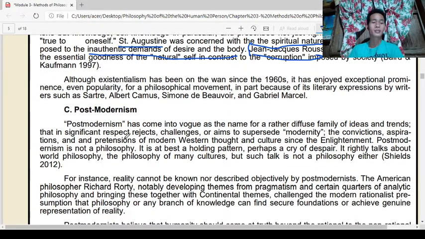Although existentialism has been on the wane since the 1960s, it has enjoyed exceptional prominence, even popularity, for a philosophical movement, in part because of its literary expressions by writers such as Sartre, Albert Camus, Simone de Beauvoir, and Gabriel Marcel. All of them are existentialists.